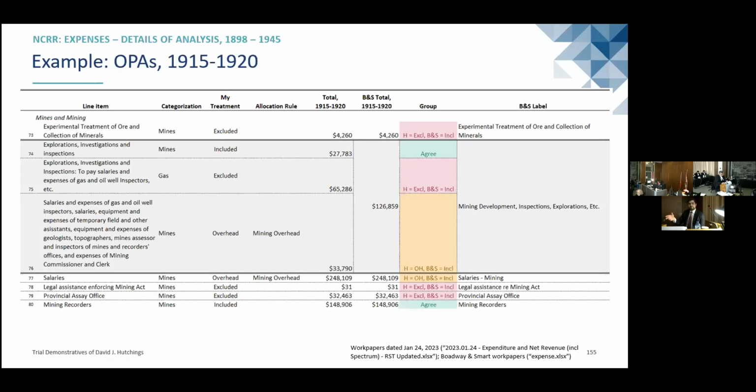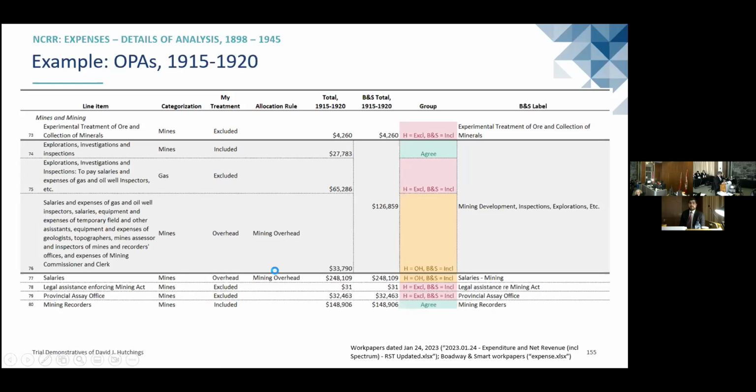And as we'll see a little later as well, this isn't a quantitatively large difference between my analysis and theirs. So the next one is, again, that we have this grouping of 3 line items, 74, 75, and 76, relating to mines. So I'll deal with mine on the left. Line item 74 is explorations, investigations, and inspections. And this falls under the category of mining.